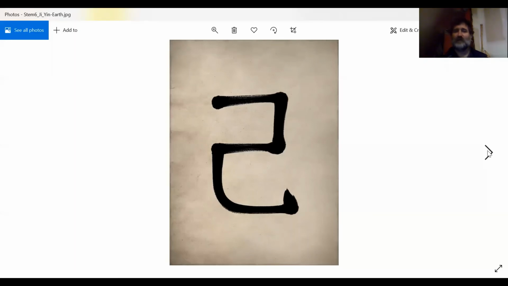So Yang Earth is sometimes associated with a mind intent. Like if we're going to do some practice, Yang Earth. Yin Earth is go into the valley, like Tao Te Ching chapter 6, the valley spirit. Gu Shen.